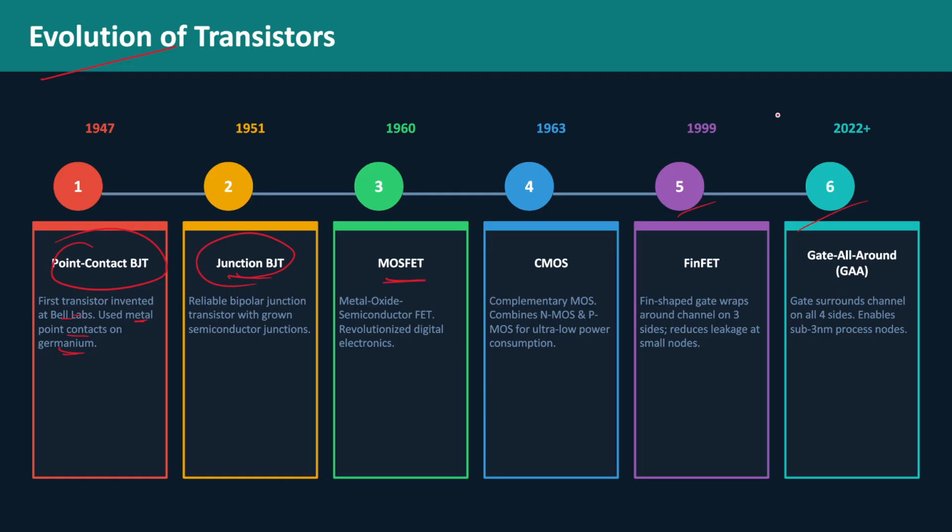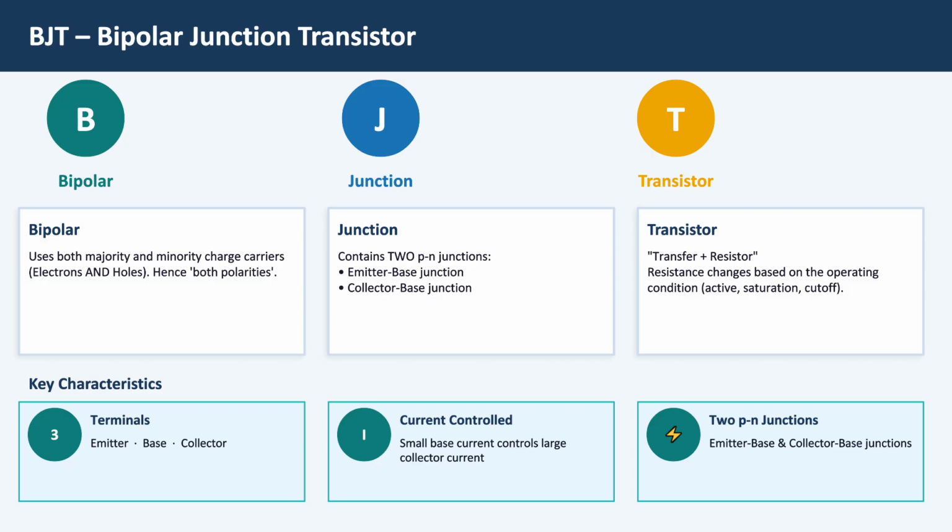The next one is MOSFET, the metal oxide semiconductor field effect transistor, to be discussed later. Then we move to CMOS for some advantages, and next to FinFET and GAAFET. Now we are explaining the BJT, and in upcoming videos we will move to MOSFET, CMOS, FinFET and GAAFET and discuss their advantages. Till now, BJT. What is the full form of BJT? Bipolar junction transistor.